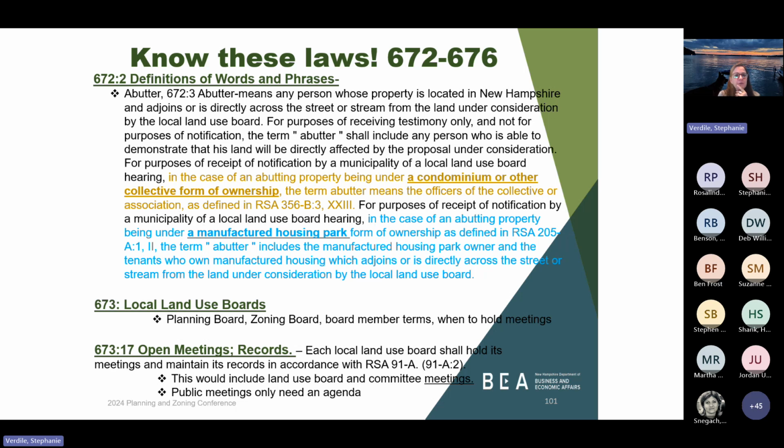Okay. So for the purpose of receiving notification by a municipality of a planning board hearing, a local land use board hearing, in the case where an abutting property owner is a manufactured housing park, as defined in RSA 205-A:1, the term abutter includes the manufactured housing park owner, the owner themselves, and the tenants who own manufactured housing which adjoins or is directly across the street or stream from the land under consideration by the local land use board. So again, these little nuances that are buried in the laws as to who you're supposed to notice and how you're supposed to notice them are very important.